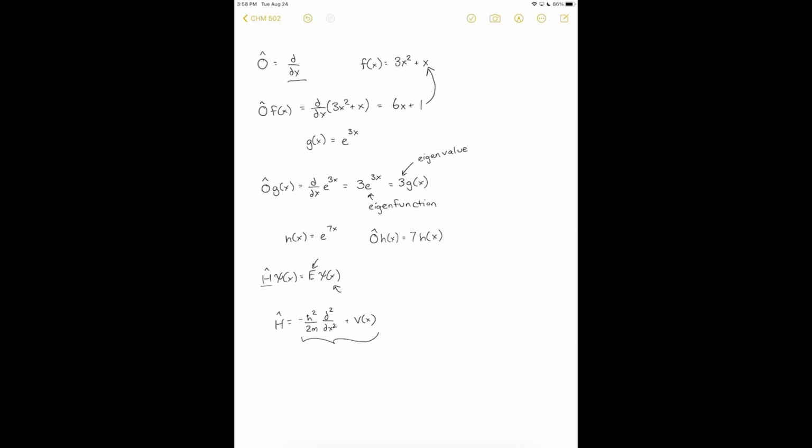So you can see here how our Schrödinger equation is going to be essential for quantum mechanics. It's going to give us our energy values that we can measure, and then it also gives us the wave functions that kind of determine the properties of these particles.